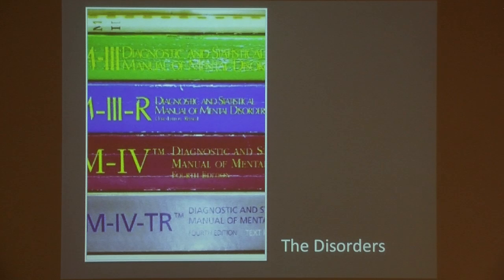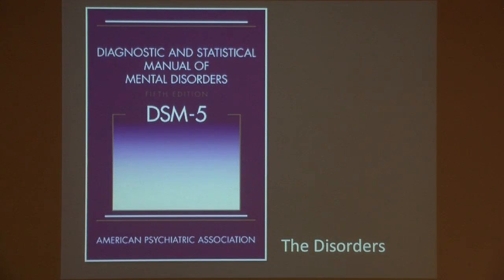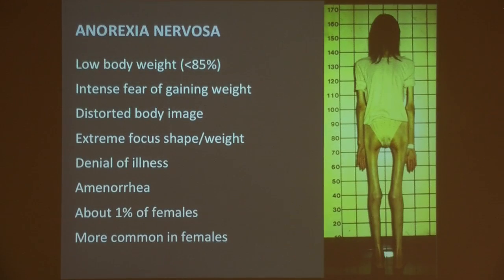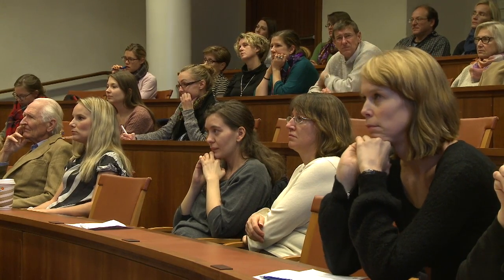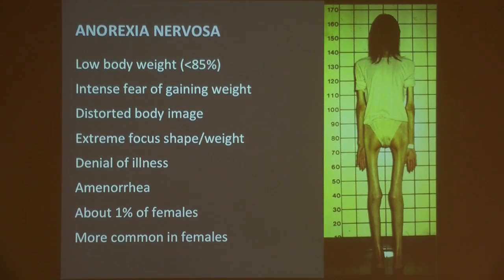So let's start with the disorders. We have DSM-5 coming up, and it's important that we just look briefly at some of the changes that are going to occur. So, anorexia nervosa. Anorexia is characterized by low body weight, less than 85% of ideal, an intense fear of gaining weight, even when underweight, distorted body image, seeing oneself as large, even when one is emaciated, extreme focus on shape and weight, denial of illness, amenorrhea. It afflicts about 1% of females, and it is definitely more common in females than in males.